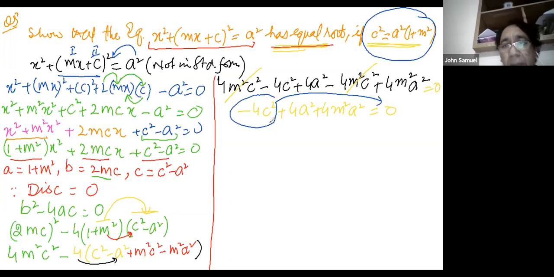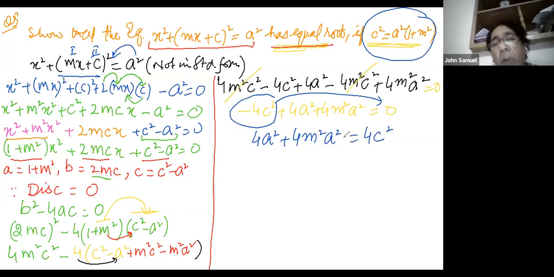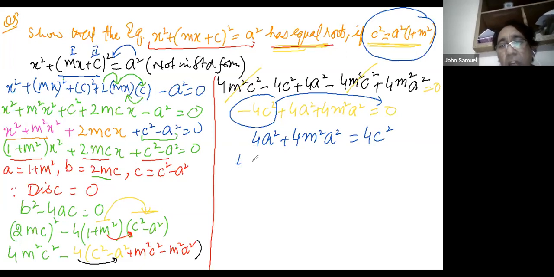So what do we have remaining? Now we have 4a square plus 4m square a square is equal to 4c square. After shifting we will get positive terms. हमें positive मिलेगी. We can take common from here. What can we take common? 4a square we can take common. The remainder we have 1 plus m square, as we have taken 4a square common.